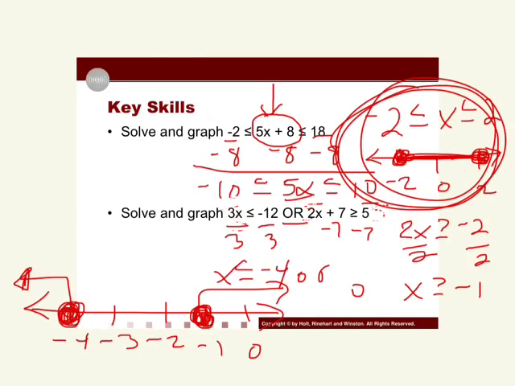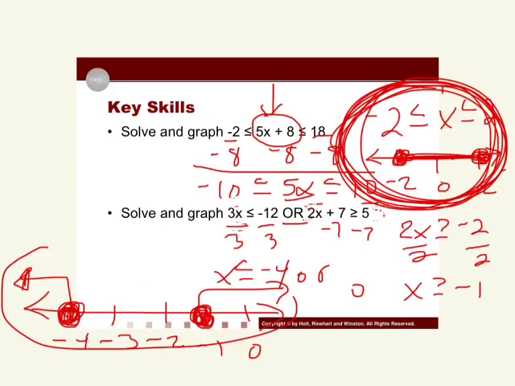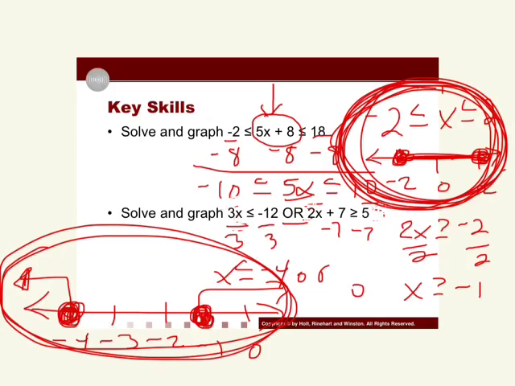All right, sorry for that interruption, but again, when we're solving conjunctions, your typical answer will look like that. When you're solving disjunctions, your typical answer, the graph will look like this. All right?